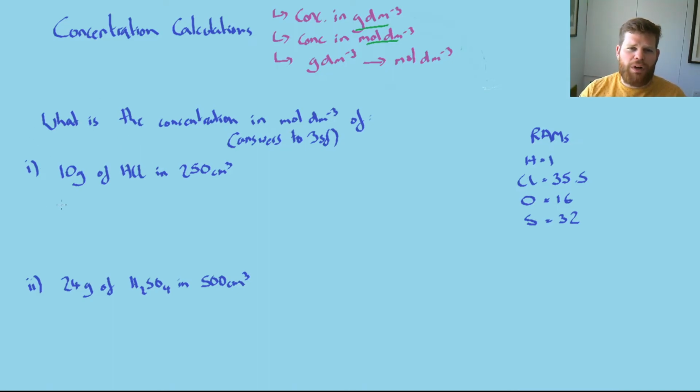Okay, first step, work out our decimeters cubed, then work out our number of moles, and then we can do our calculation. So here we've got 250 centimeters cubed. Okay, so 250 centimeters cubed is going to equal 0.25 decimeters cubed, because we're going to divide this by 1,000. Next up, we've got to work out our moles.